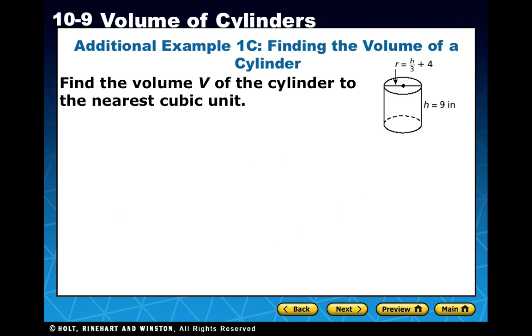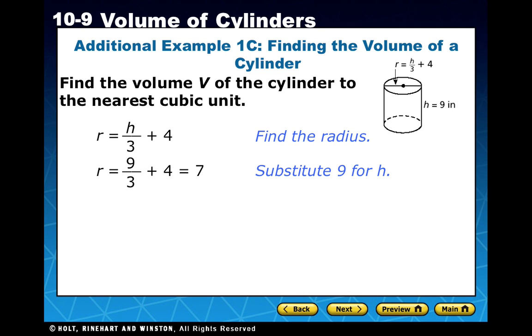Alright, this one's a little bit different because they're giving us some variables in here. So we're going to solve it the exact same way. So the radius, even though it looks like it's a diameter, they're saying that radius equals h over 3 plus 4. So we will assume that that is correct. So in order to find the radius, we are going to use the height. They tell us that the height h equals 9, so we're going to substitute 9 in for h. So 9 divided by 3 is 3, plus 4 is 7. So that means that our radius is 7.